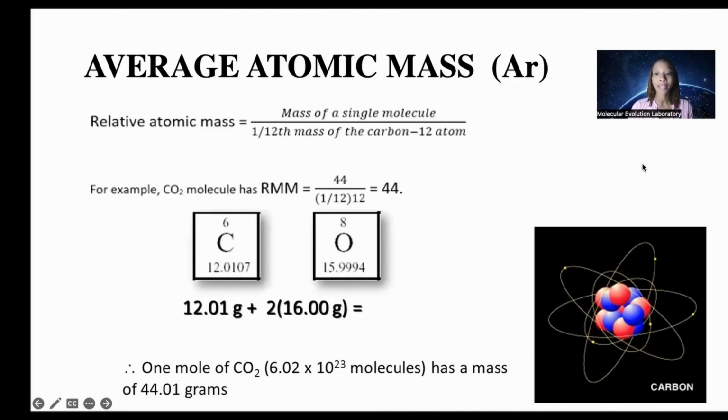The relative atomic mass, as we've mentioned before, is basically the mass of a single atom divided by 1/12 of the mass of carbon. So for example, carbon dioxide molecule has a relative molecular mass of 44. In order to calculate it, you'll have to know the atomic mass of carbon, which is 12, plus the atomic mass of 2 oxygen atoms. We know that the atomic mass of 1 oxygen is 16 grams, so 2 times 16 is 32. 32 plus 12 equals 44. So 1 mole of CO2, or 6.02 times 10 to the 23 molecules, has a mass of 44.01 grams.